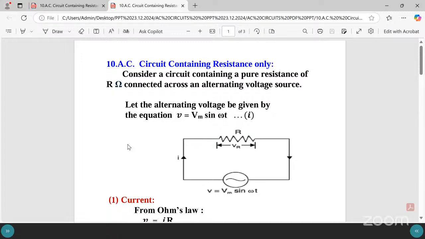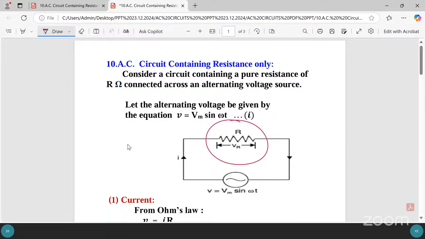The bulb is a load. The bulb has a resistance R. Apply the voltage. What kind of voltage is it? AC voltage. Instead of values like 230, 440, 200, 100 volts, take the equation. We can apply 100 volts, 230 volts or 440 volts, depending upon the problem.